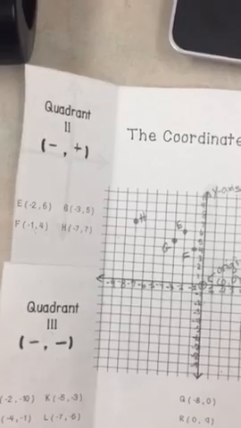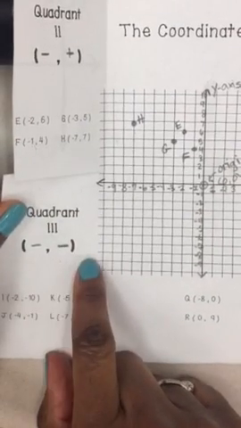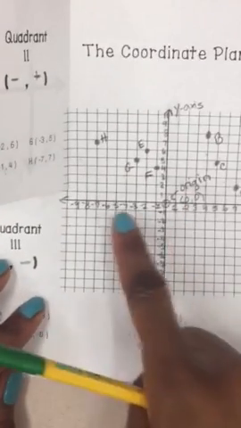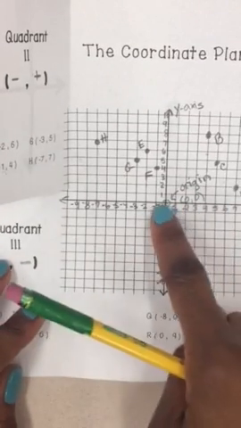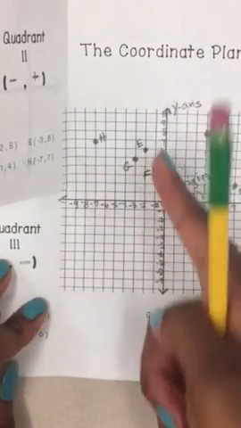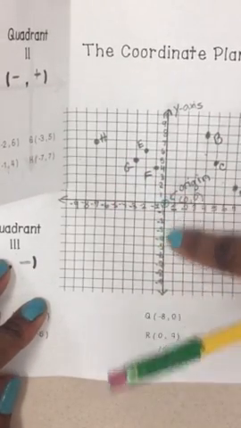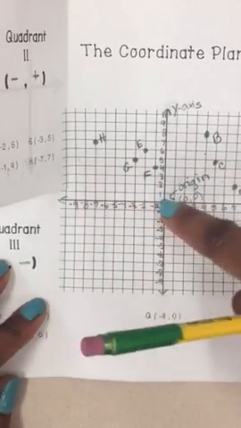Let's do the same for quadrant 3. Now, all of the values in quadrant 3 are negative. Negative and negative. On a number line going across horizontally, the x-axis, negative is to the left. And on the vertical, the negative is going down. So we're going to be going to the left and down to get in this section.